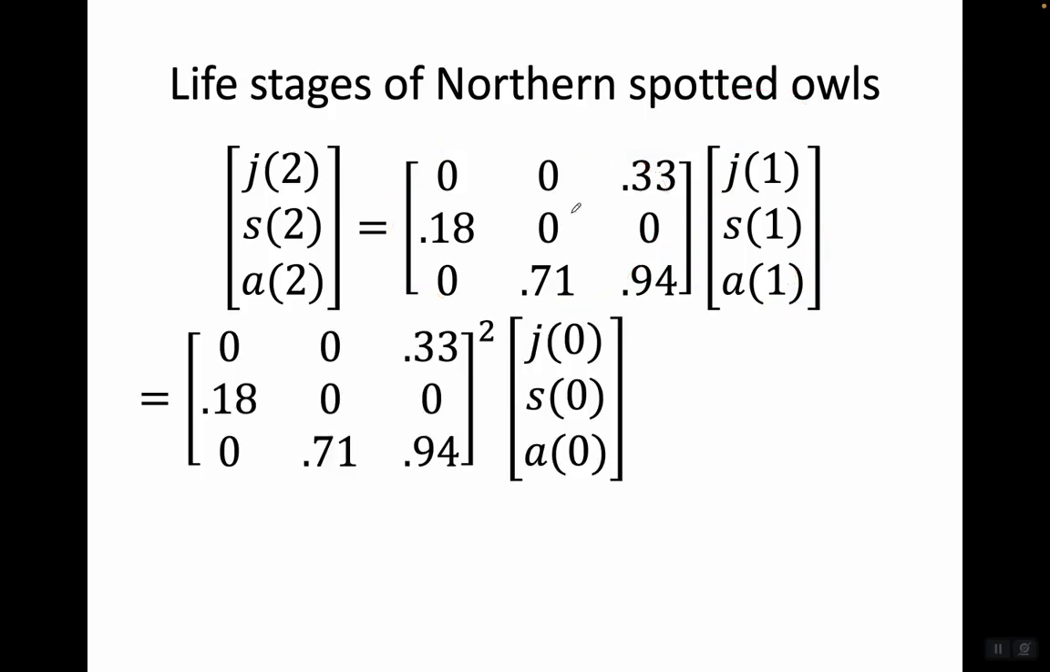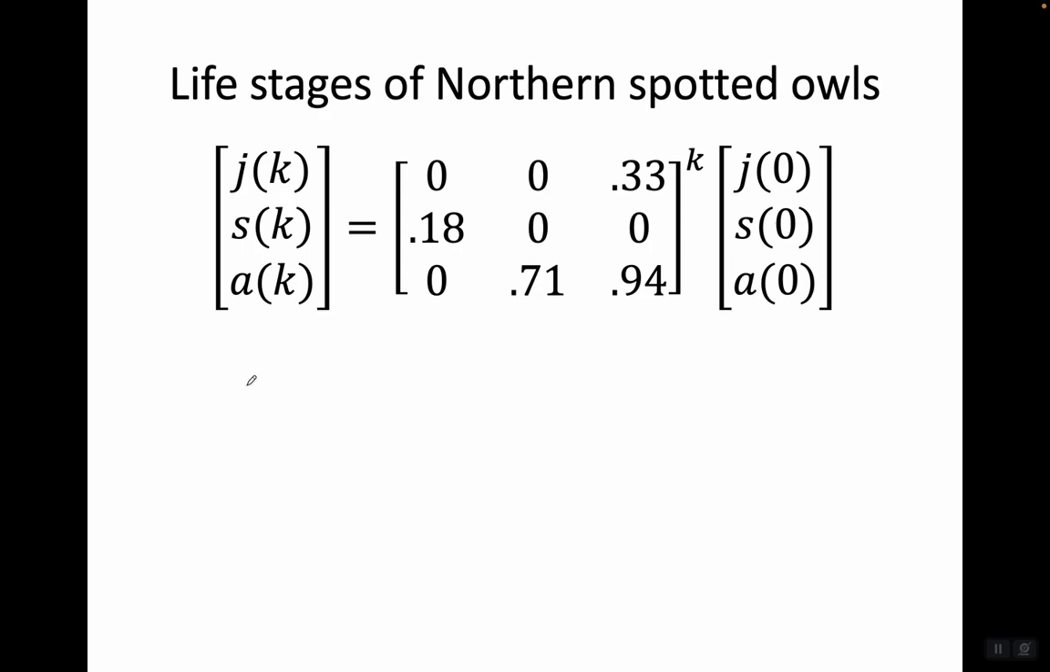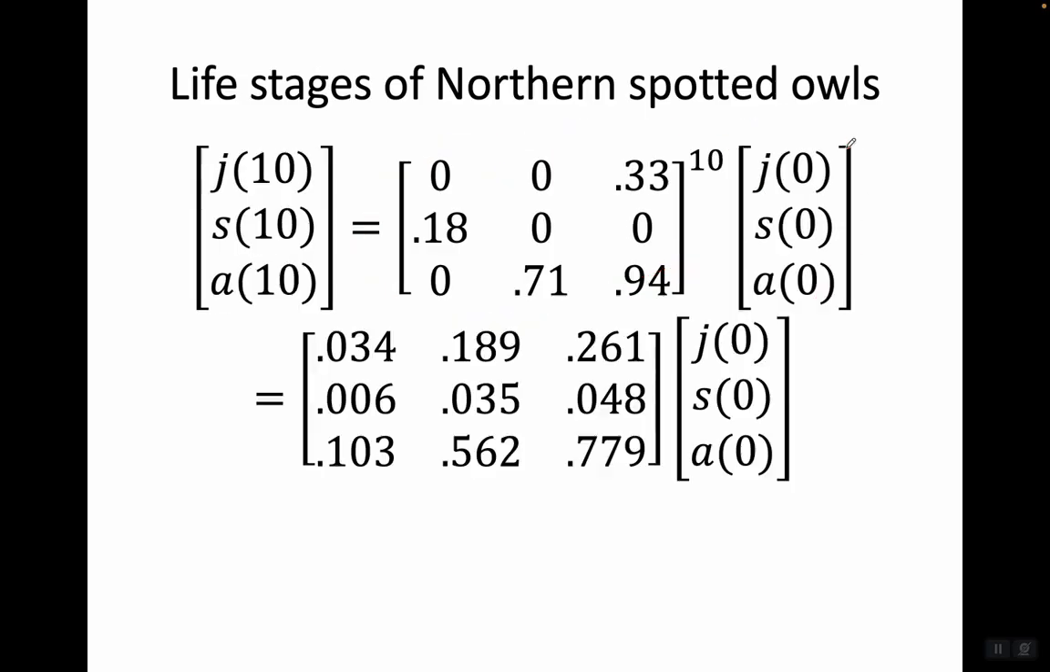But we can rewrite this, because we know, based on a previous slide, that this is our matrix times J of 0, S of 0, A of 0. So in other words, we can represent this as the matrix squared times that vector J of 0, S of 0, A of 0. In general, J of k, S of k, A of k is going to equal this matrix raised to the k times J of 0, S of 0, A of 0. In other words, if we're going to raise it to the 10, this is what we end up with.